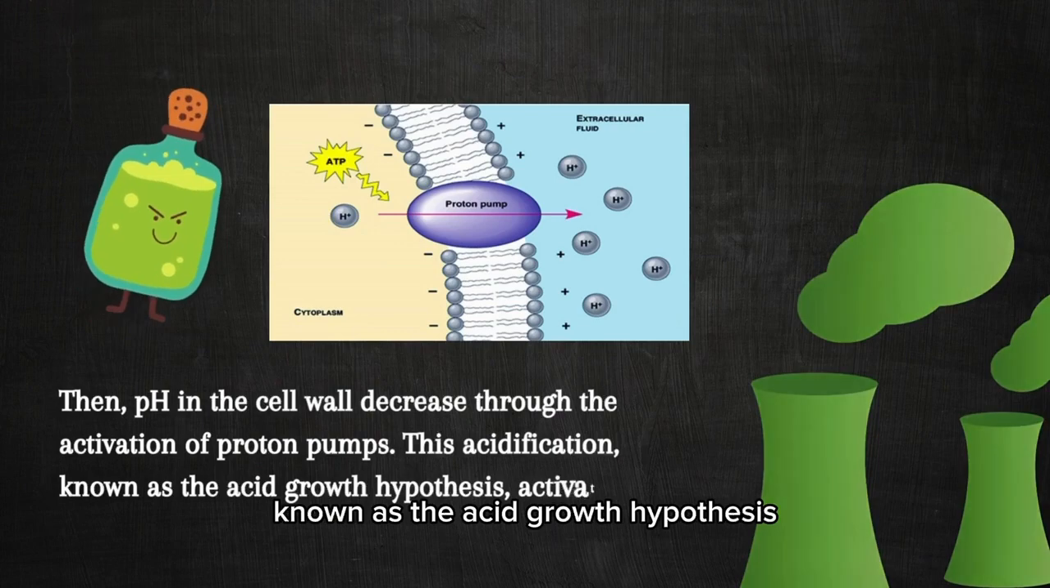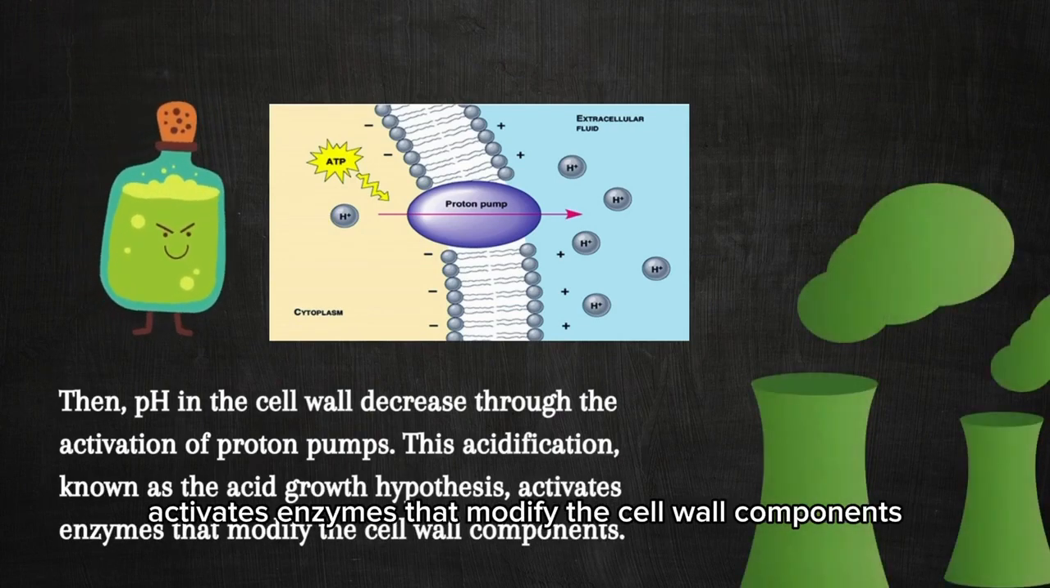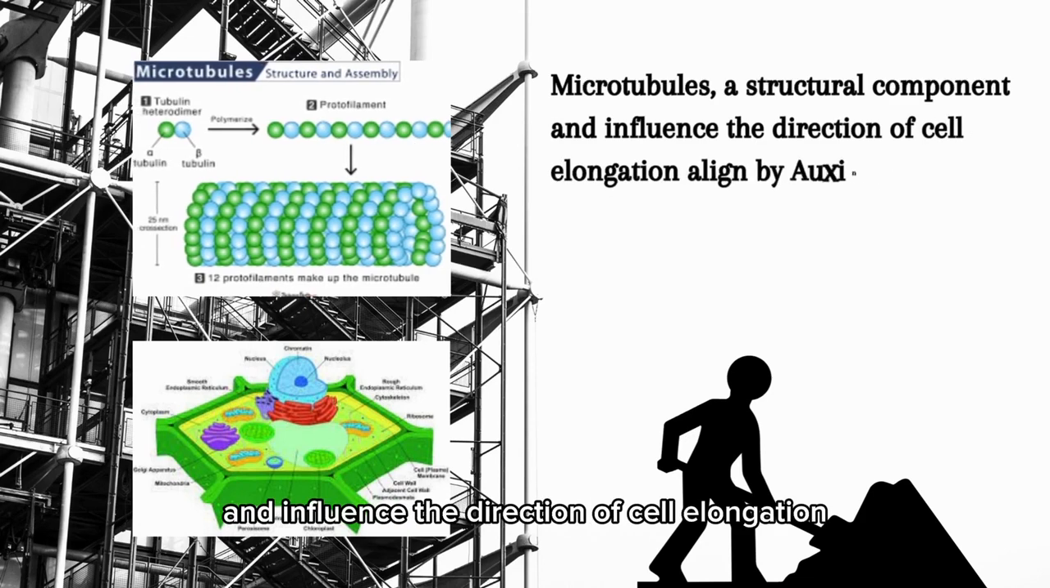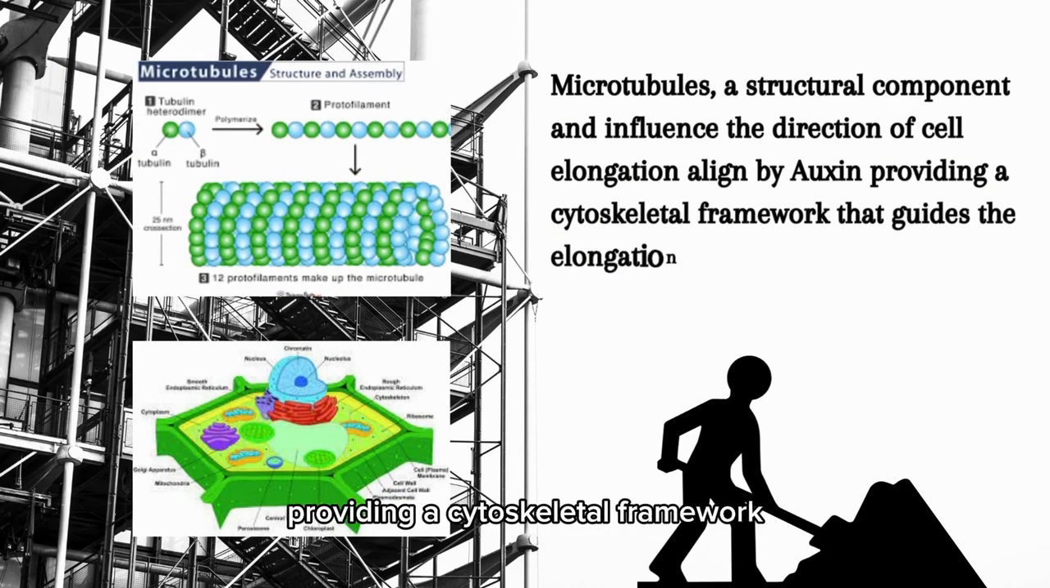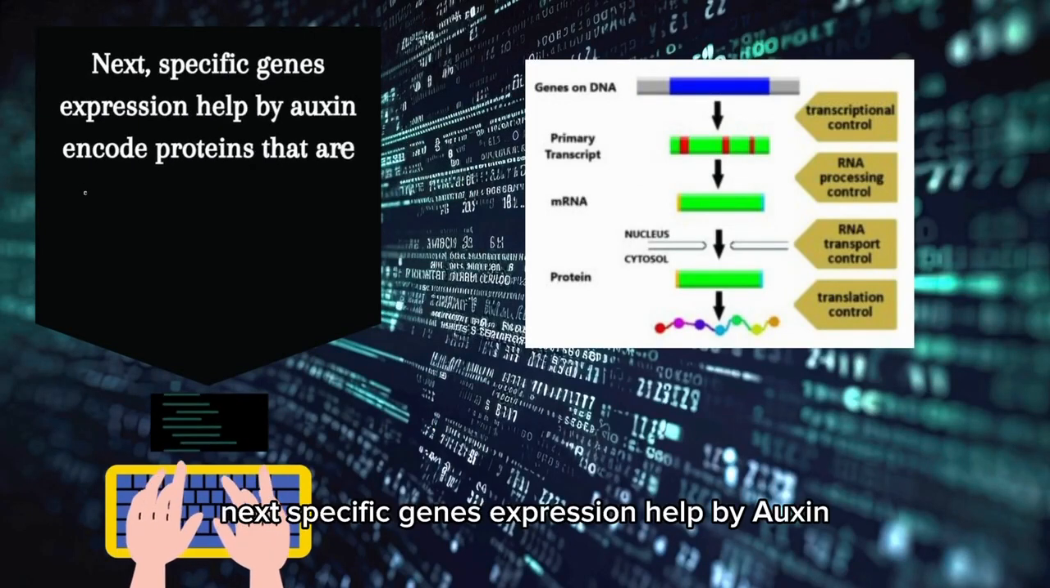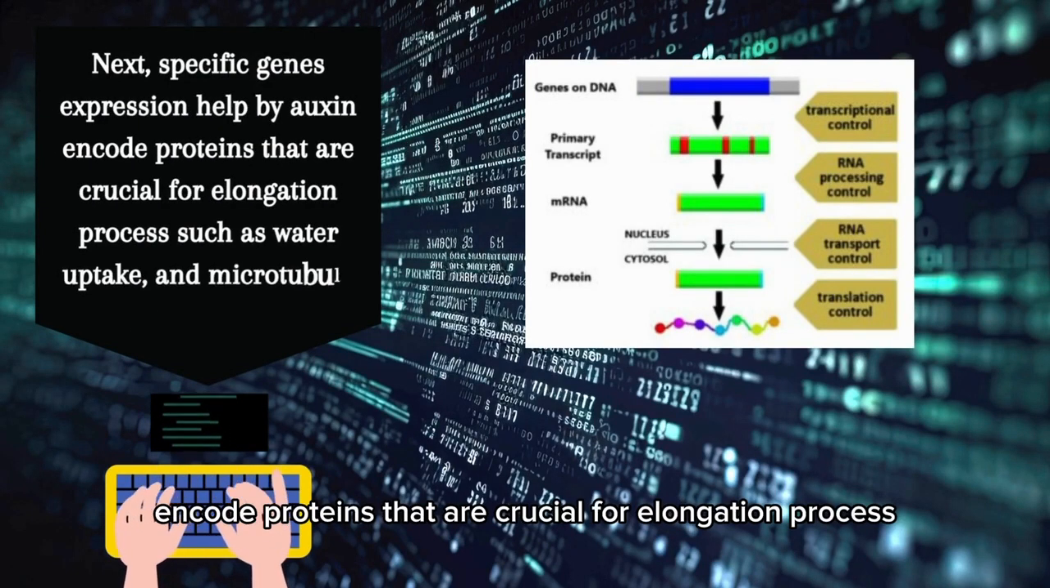This acidification, known as the acid growth hypothesis, activates enzymes that modify the cell wall components. Microtubules, structural components, influence the direction of cell elongation, aligned by auxin providing a cytoskeletal framework that guides the elongation process. Next, specific gene expression helped by auxin encodes proteins that are crucial for the elongation process, such as water channels.